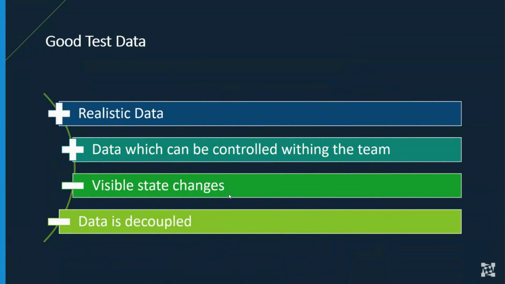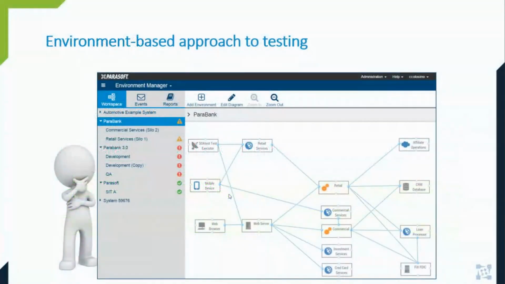So let's talk about state changes and data decoupling, right? Let's say we want to make some changes within the application. Well, we saw here I was able to manipulate the environment. I was able to deploy a virtual instance of my application, a virtual instance of my accounts, right? And this is part of our environment-based approach to testing, right?